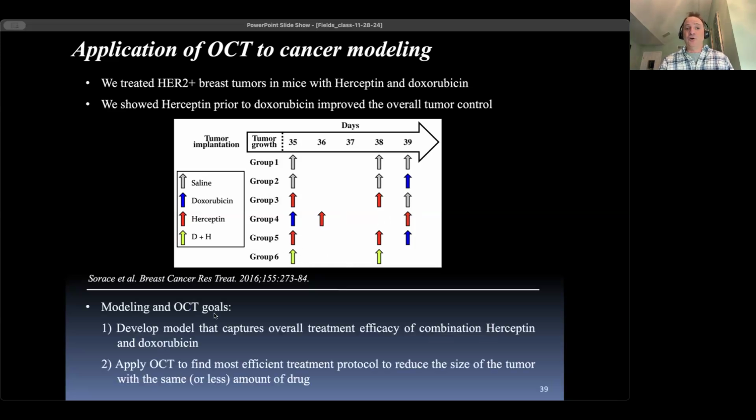So the modeling goal was to develop a model that captures the overall treatment efficacy of all these different ways of intervening. You want a model that, when you put in the different therapeutic regimens, gives the output that matches what the mice in that group actually did, and you want to do that for all 6 groups. Once you have a model that can do that, you have confidence in its ability to describe the system, and you apply optimal control theory to find the most efficient treatment protocol.